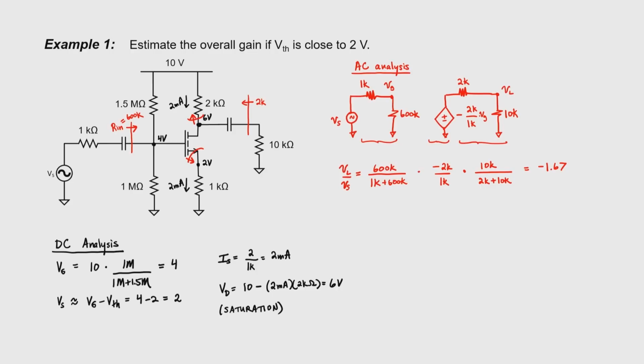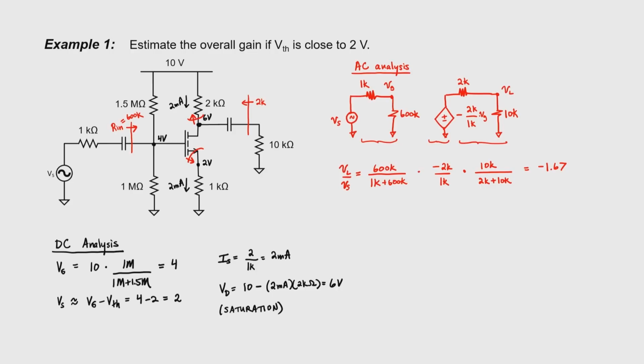I simulated it on LTspice with a 2N7002 transistor, and it worked out to be minus 1.53. As you can see, our simple model of a MOSFET is not quite as accurate as our simple model was for the bipolar transistor. Nonetheless, we're within a few percent for our gain calculation.